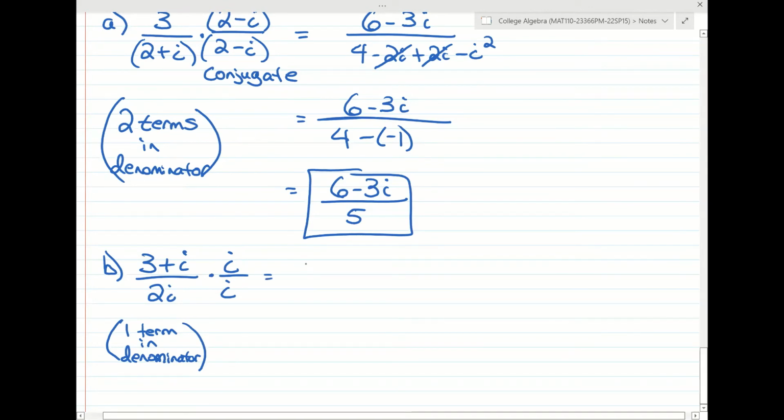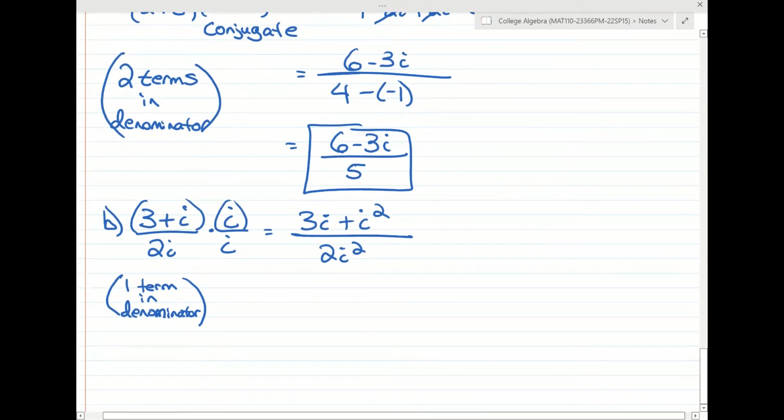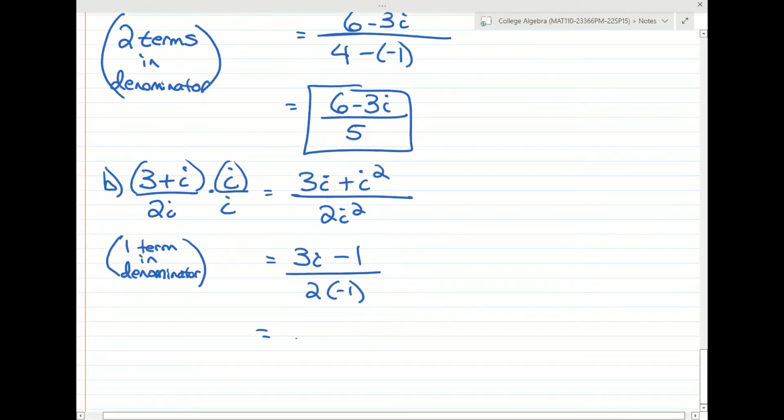So on top, we just get 3i plus i squared, divided by 2i squared. This is the same thing as 3i plus negative 1 over 2 times negative 1. And then just writing it in standard form, we put the i at the end. So negative 1 plus 3i over negative 2.